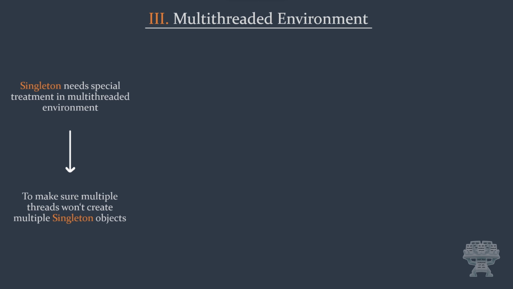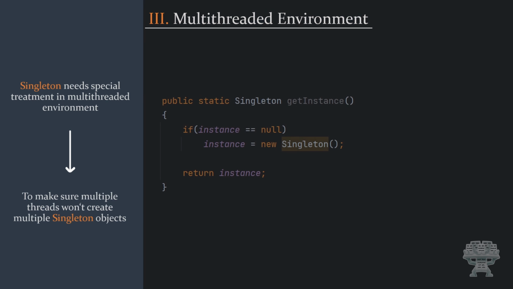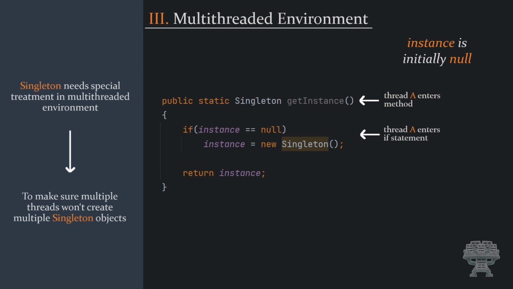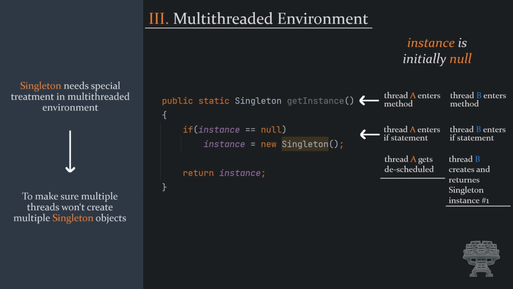So why isn't the previous implementation thread safe? Let's take a look at the getInstance method again. And keep in mind that the instance is initially null. Let's consider the following scenario. Thread A enters the method and then the if statement. Then A gets descheduled, and let's say thread B is going to run. Now thread B also wants to use the singleton, so it will enter the method, then since it finds the instance null, it will also enter the if statement. It will create a singleton and return it. Now whenever thread A gets scheduled again, it will also create a singleton and return this different instance. Thus, we will end up with two different instances of the singleton class.